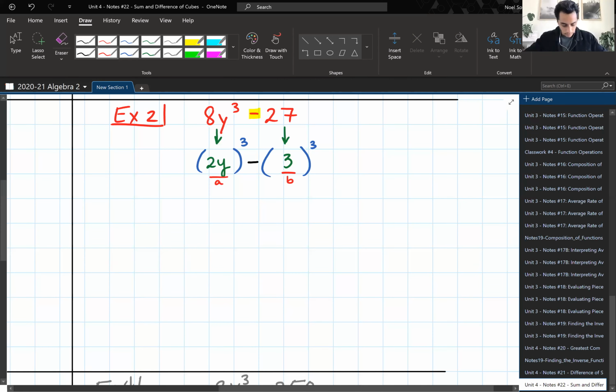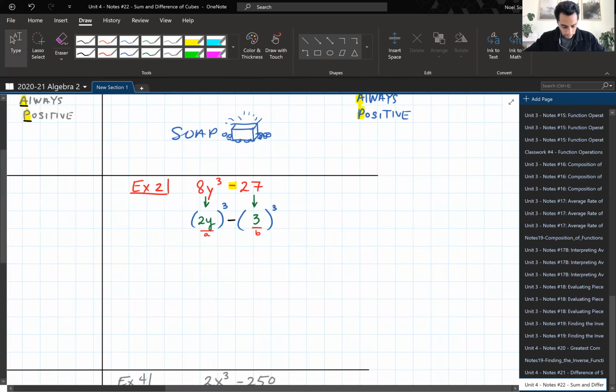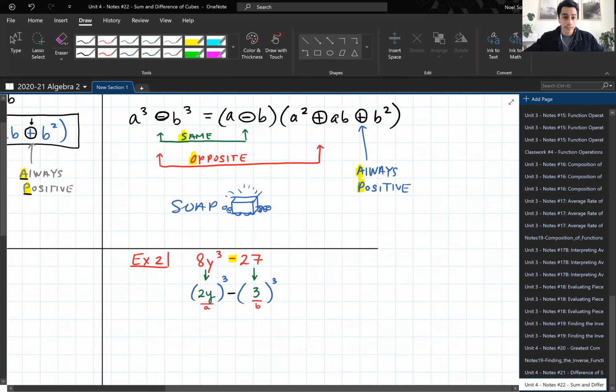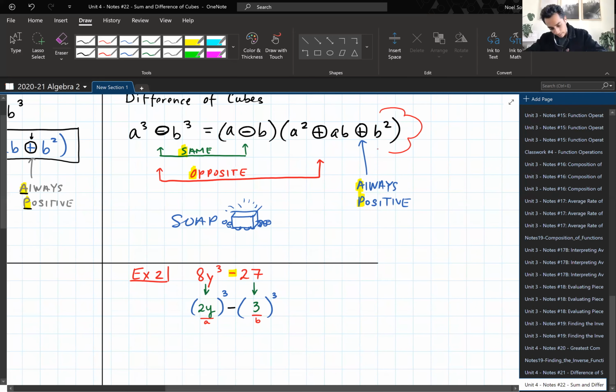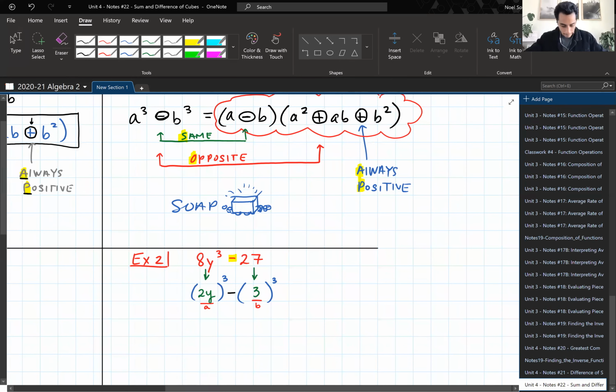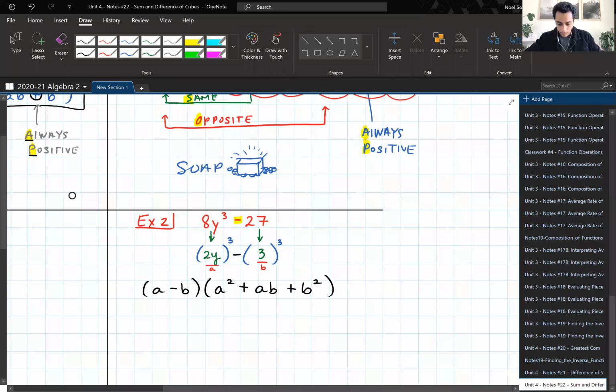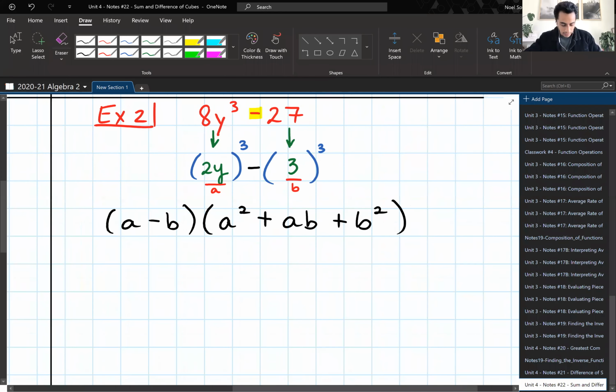Okay. So you have your notes for reference, right? So you always know, okay, if I'm going to be factoring a difference of cubes, this is the format I need right here. So this ends up being A minus B, A squared plus AB plus B squared. Okay. And we're just going to go in and do some substitutions anywhere we see A, anywhere we see B.